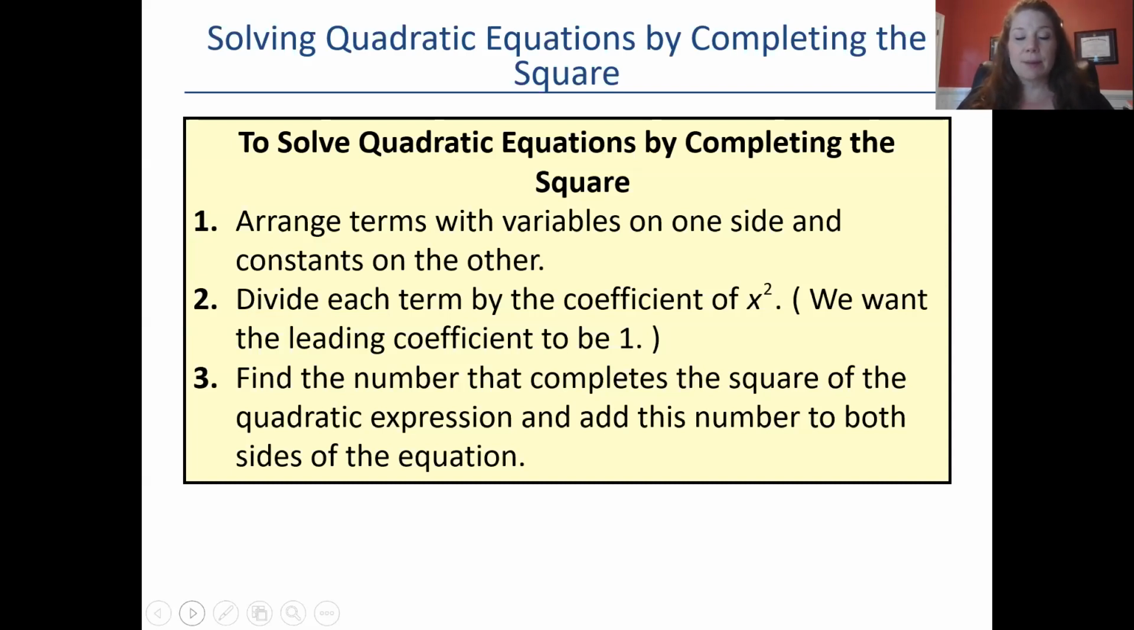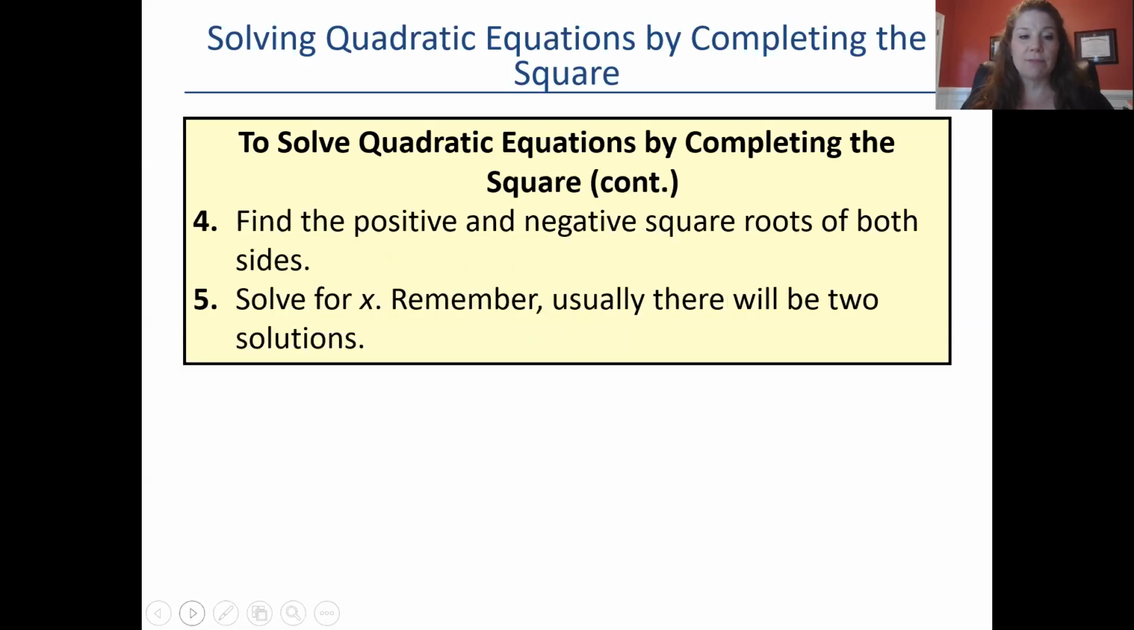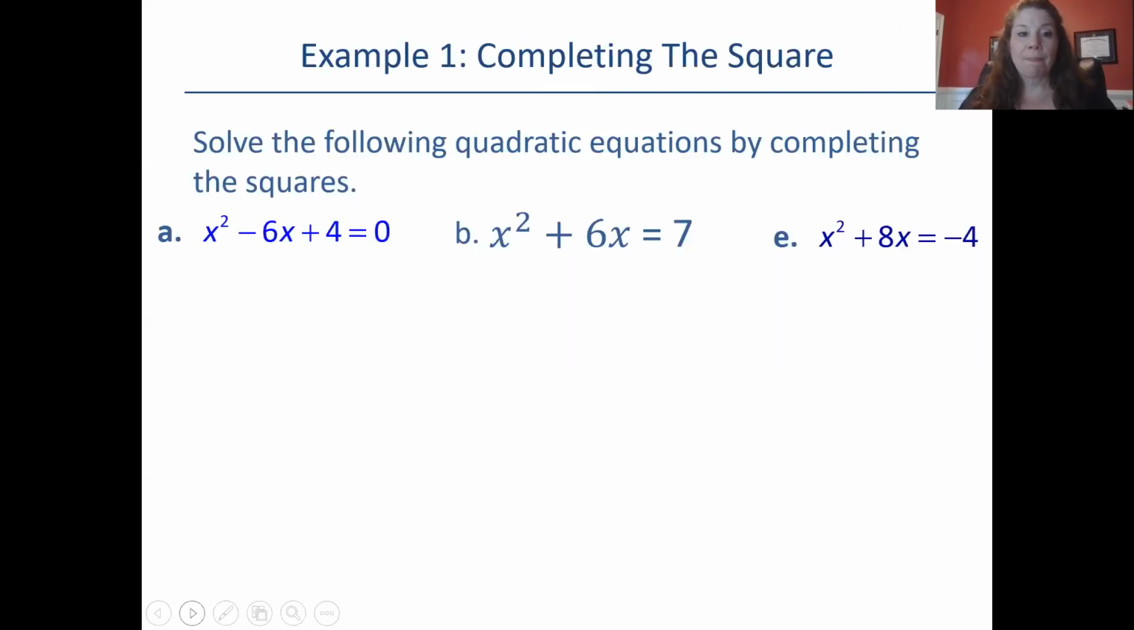Then we're going to find the number that completes the square of the quadratic expression and add this number to both sides of the equation. We're going to find the positive and negative square roots of both sides. And then finally, we're going to solve for x. And just remember, on all of these problems, we're going to have 2 answers. All right, so let's just get started right here.